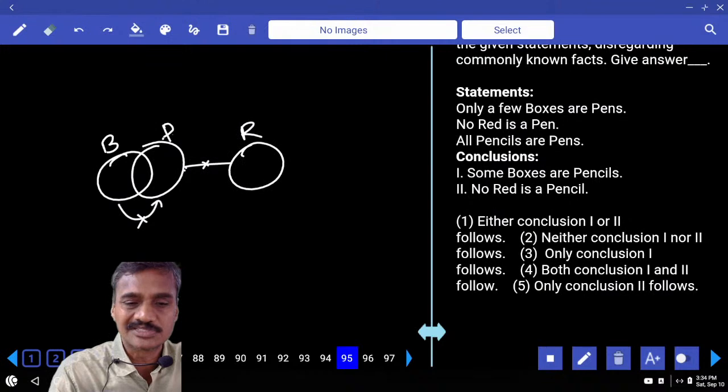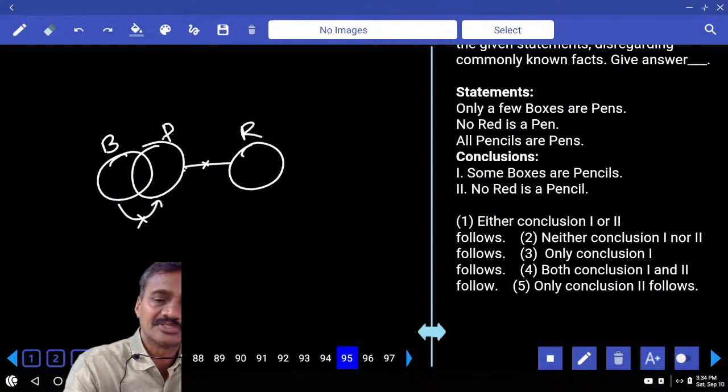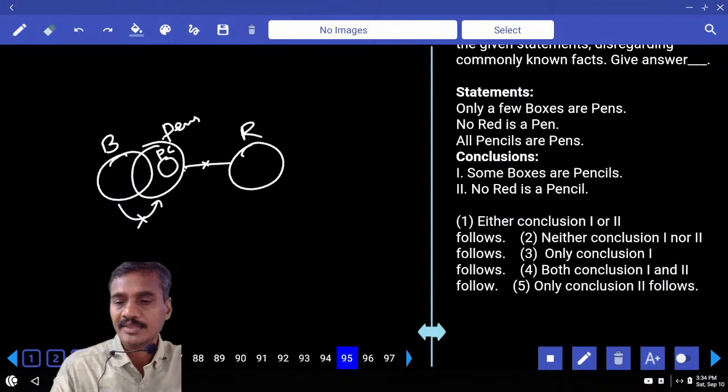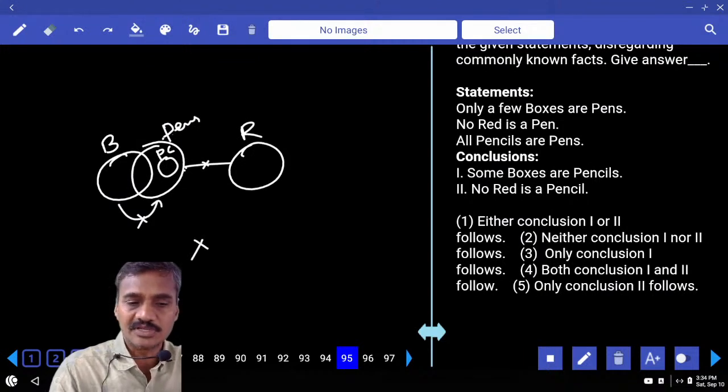All these pencils are pens. These are pens, and these are pens. First one, some boxes are pencils, that is false. Second, no red is a pencil, that is true.